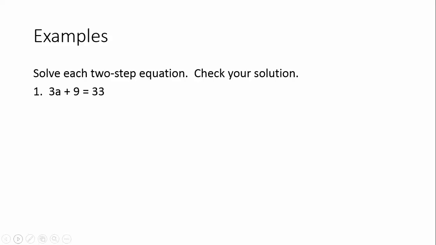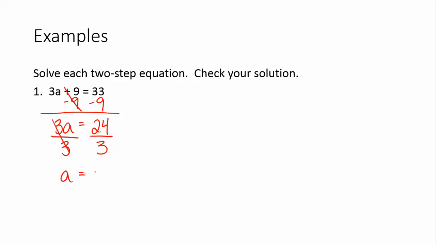So undo addition or subtraction first. We have an addition of 9, so we're going to subtract 9 from both sides. That's going to give us 3a equals 33 minus 9 is 24. Now we undo the multiplication, which is multiplying by 3. We divide by 3, and we get a equals 8.